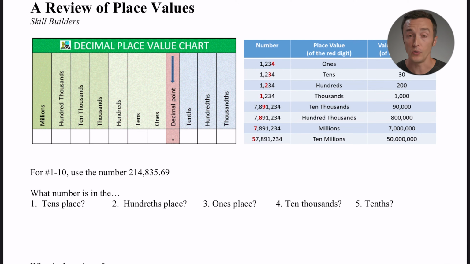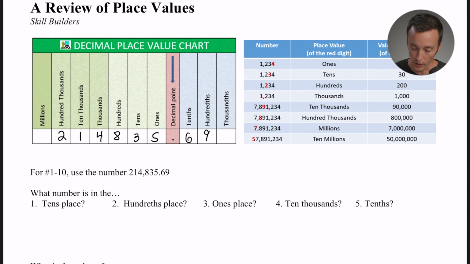This gives us a way to describe big numbers, small numbers, whatever, based on the position of the digits within that number. So let me just give you an example, and I think this will help. For numbers 1 through 10, it says to use the number 214,835.69. So for just illustration purposes here, let me go ahead and fill in that number in the correct position. 214,835.69.